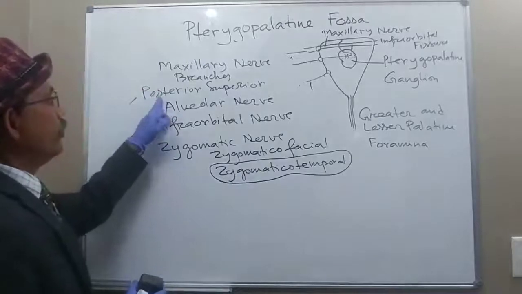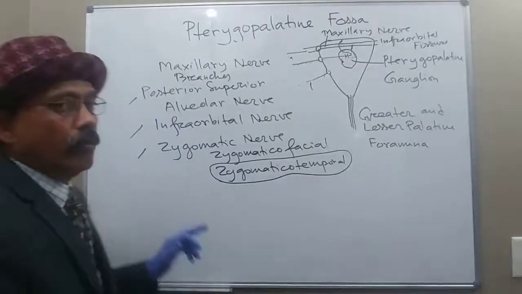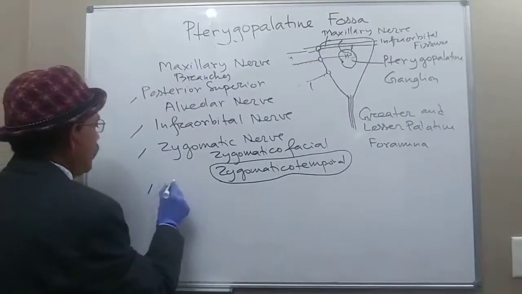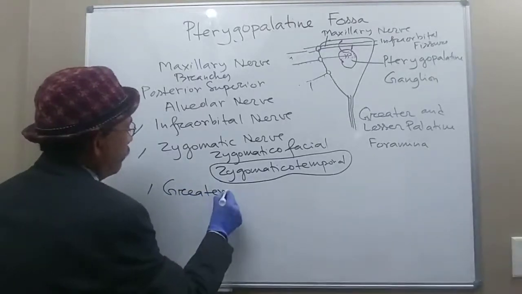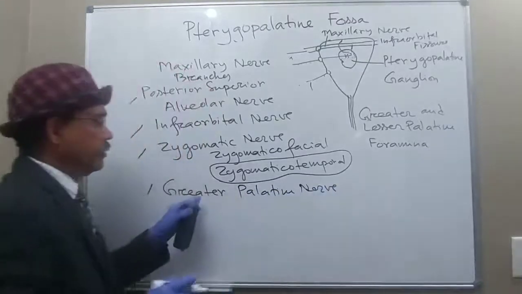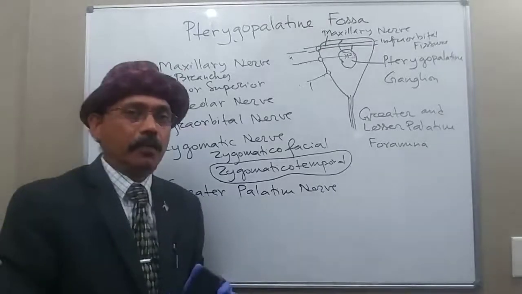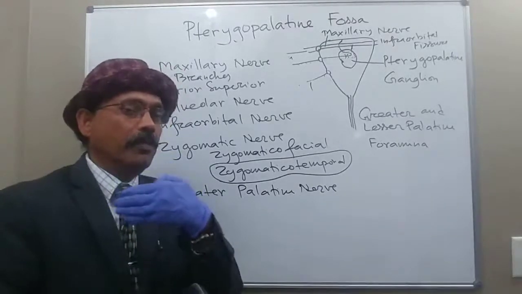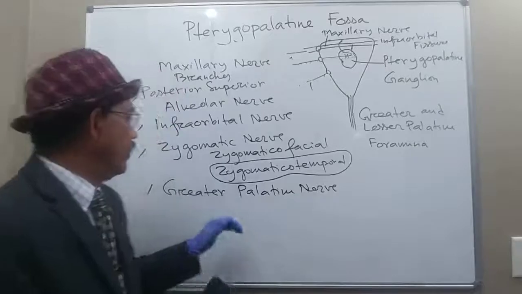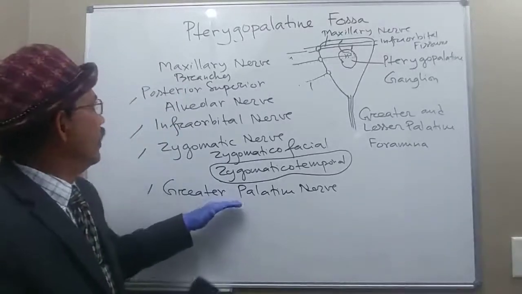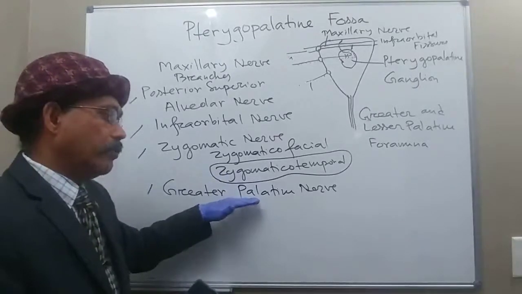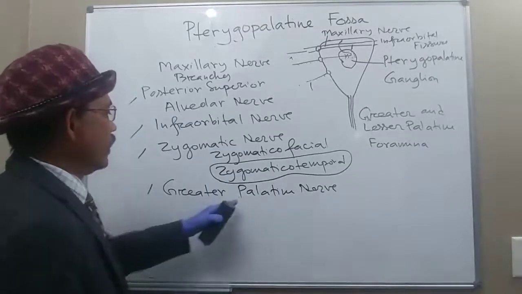Okay, we got the posterior superior alveolar nerve, infraorbital nerve, then zygomatic nerve. Okay, we'll get the palatine nerves. The greater palatine nerve innervates the hard palate. It goes on the medial part of the upper jaw teeth and the gingiva along the hard palate. Okay, it goes anteriorly and supplies almost the entire hard palate. Okay, we got the greater palatine nerve.